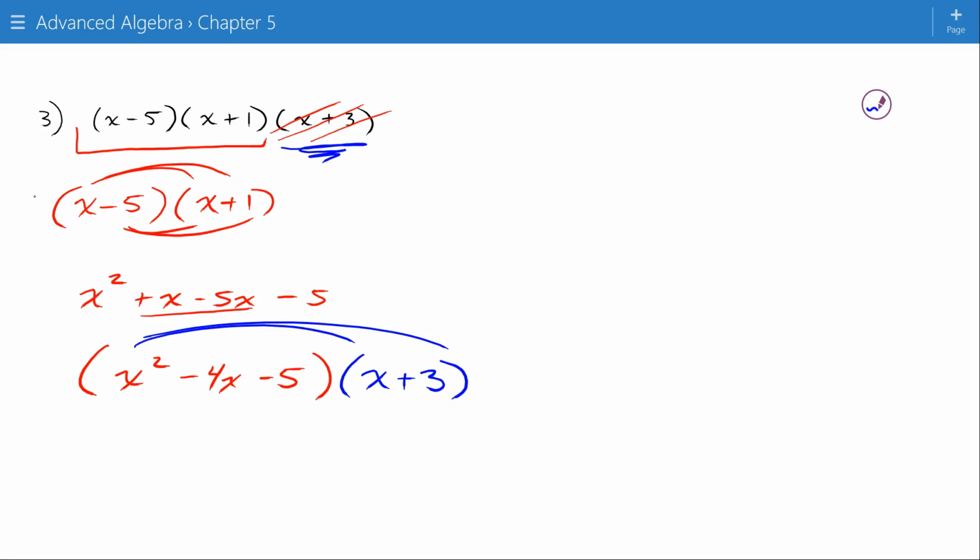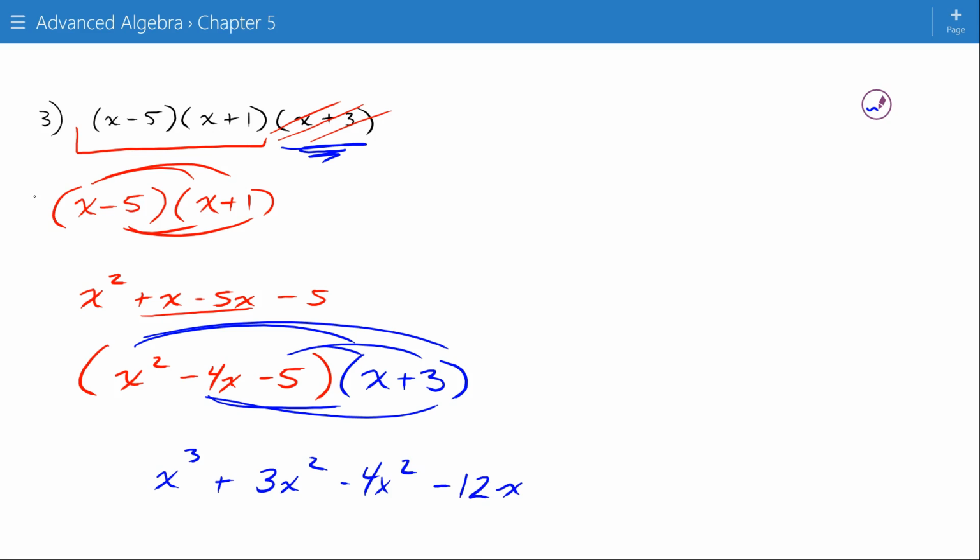And now the problem looks exactly like the previous ones, right? Distribute the x squared, then the negative 4x, then the negative 5. So we're left with x cubed plus 3x squared after I distribute the first term. Now we're going to distribute the negative 4x to both, and we're left with negative 4x squared and negative 12x. And after that, we're going to distribute the negative 5 to both those pieces. So we have negative 5x and negative 15.